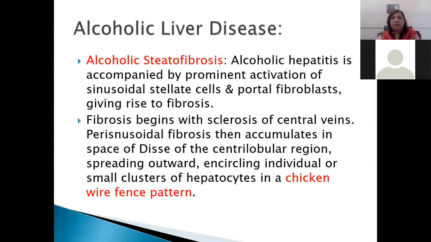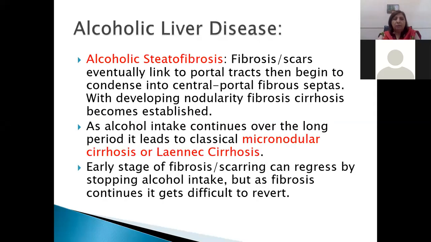So fibrosis begins from the stellate cells which are present in the space of Disse, and first they accumulate there, and then there is going to be centrilobular fibrosis, and it spreads in a chicken wire fence pattern. Fibrous scars eventually link to portal tracts, then begin to condense into central-portal fibrous septa. With developing nodularity of fibrosis, cirrhosis becomes established. So there is going to be fibrosis from portal area to portal area, or from central area to portal area. These fibrous scars become dense, and this nodularity gives rise to cirrhosis of the liver.